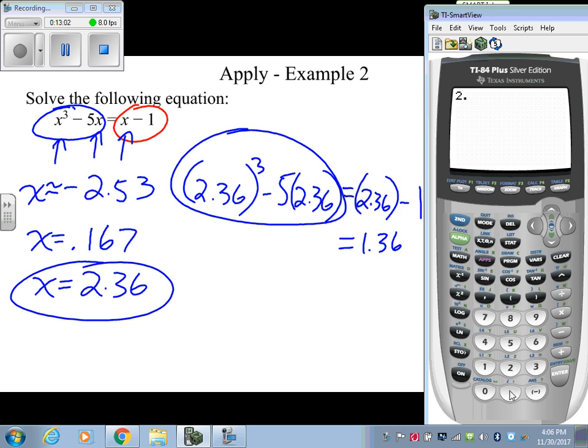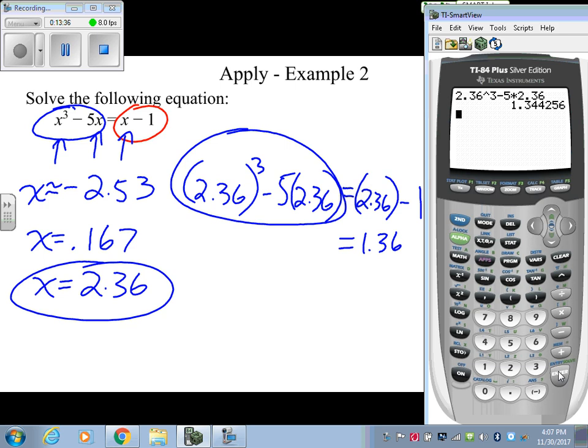Now I take 2.36, and I'm going to take it to the third power, and then I'm going to minus 5 times 2.36. And I should get something right around 1.36. And again, very close, within 2 significant figures. And why is it not exact? Because we rounded. If we had exact values in here, we'd be even closer. But you can see, once again, we're very, very close to 1.36, just shy of 1.35 here. We could try it with one more value just to sort of show the concept again.